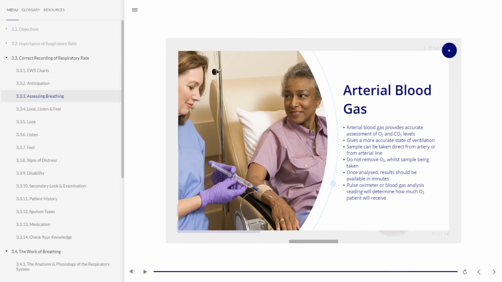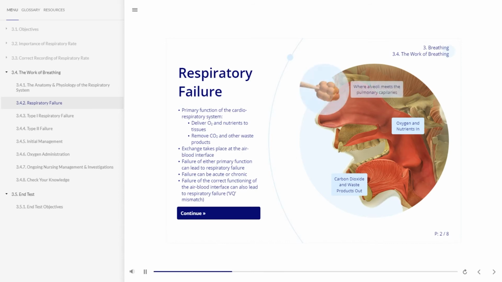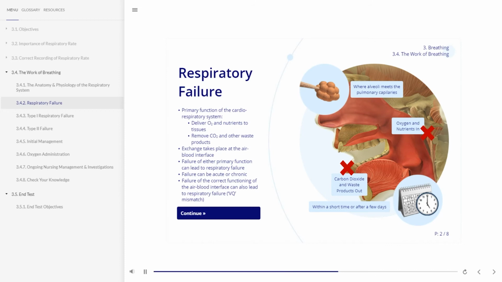The primary function of the cardiorespiratory system is to deliver oxygen and nutrients to tissues and to remove carbon dioxide and other waste products. The exchange occurs at the air-blood interface where alveoli meet the pulmonary capillaries. If either or both of the primary functions are not working correctly, then respiratory failure can occur. Failure can either be acute or chronic, and acute failure can occur within a very short time or up to a few days after the initial problem.